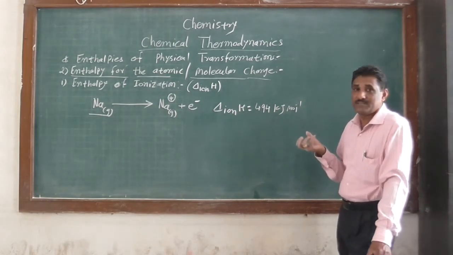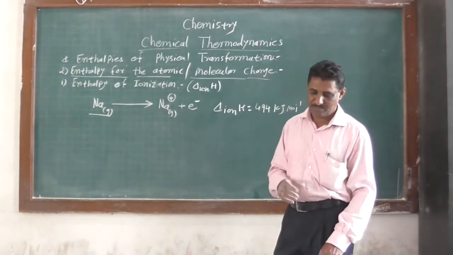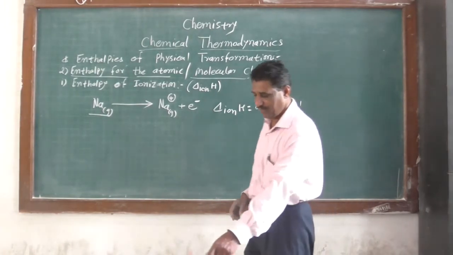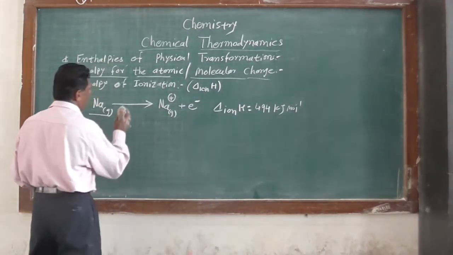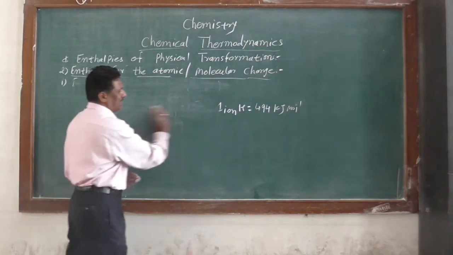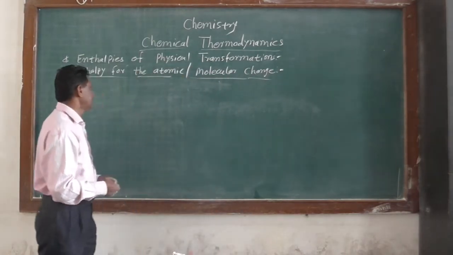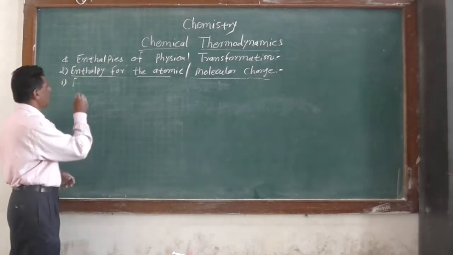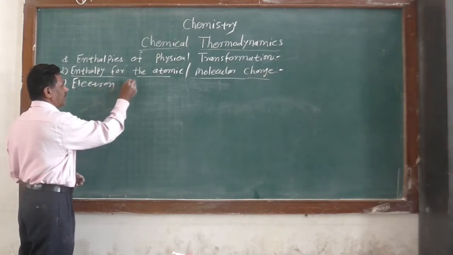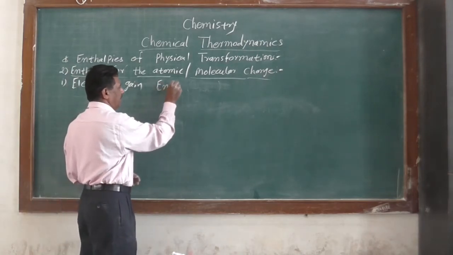That energy is called as electron gain enthalpy. We see next enthalpy, electron gain enthalpy. Electron gain enthalpy means gaseous atom is converted into its ion.